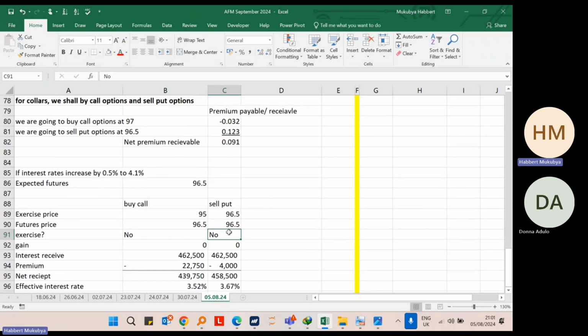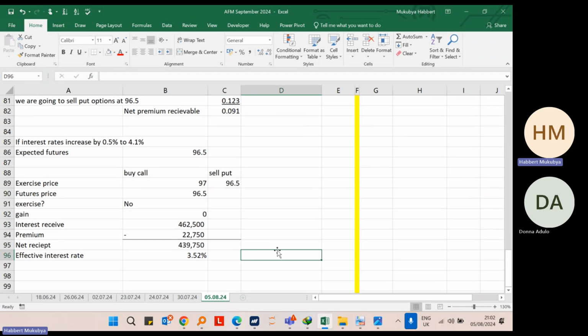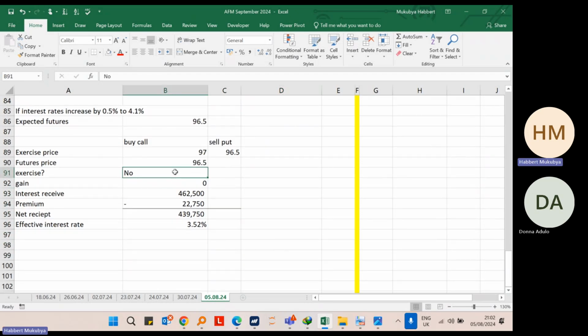So again, we ask ourselves the same question. If I can buy at 96.5 in the market, but my option lets me buy at 97, I don't exercise, right? Yes, don't exercise. This other part, we don't even have to worry about that. Can leave that part alone. So I don't exercise, so there's no gain. This is the interest.